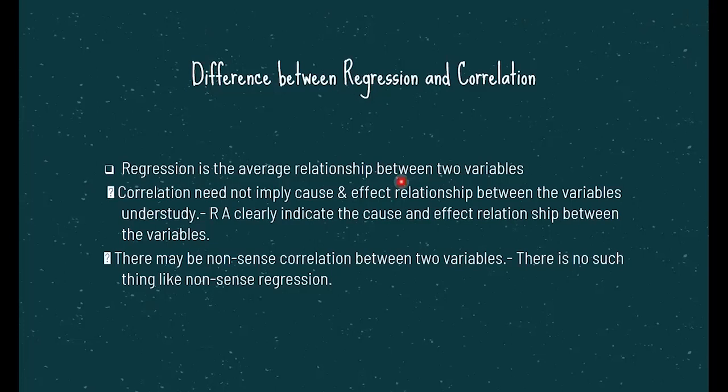So that was a cause and effect kind of relationship in case of regression. In case of correlation, it does not show any cause and effect. It only shows the association, or pairwise relation, between two variables. So that is the difference between correlation and regression. Regression analysis clearly indicates cause and effect, and correlation does not.